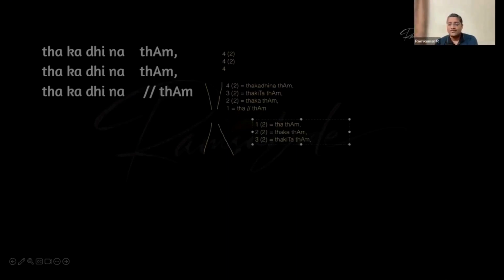1 plus 2, first line is 3. 2 plus 2, second line is 4. Third line is 3 plus 2, which is 5, right? So 3 plus 4 plus 5, that's 12. I'm left with 4. So what will I do? I'll just end it with 4, which is takadinatam. That's all. So tatam, takatam, takitatam, takadinatam.